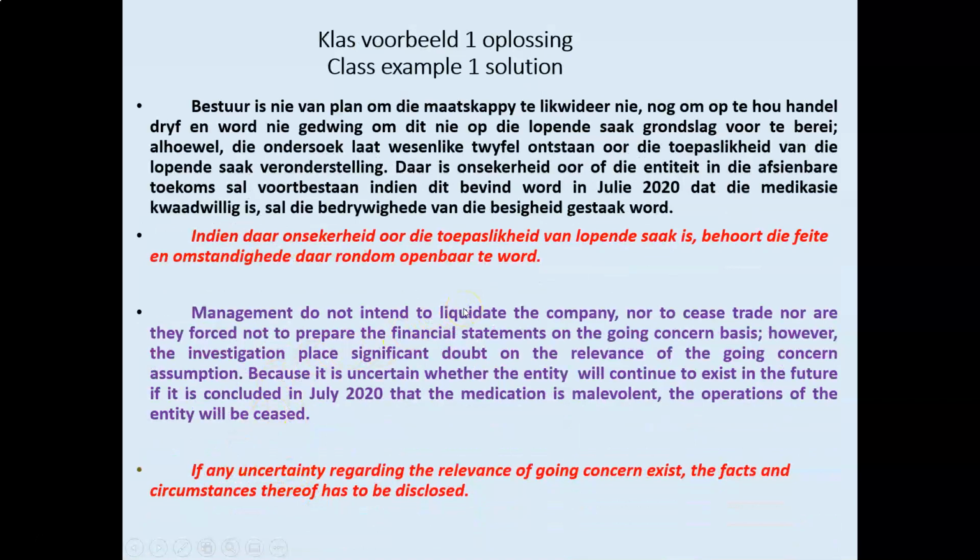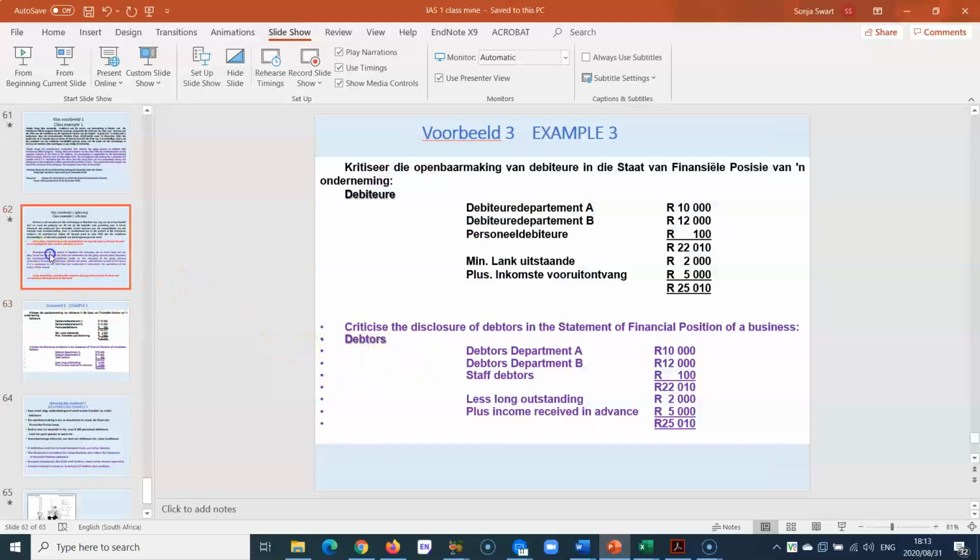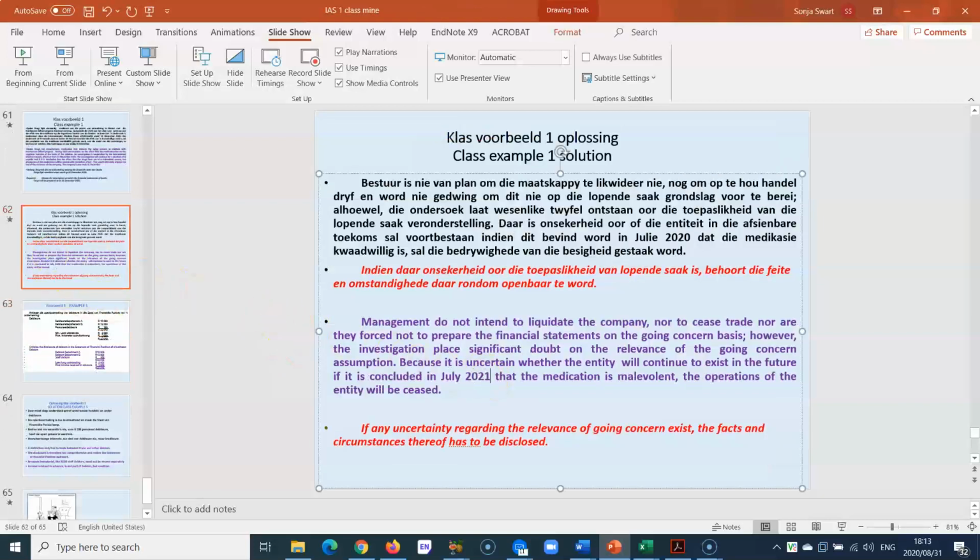Management do not intend to liquidate the company, so it will not be their decision if the company is going to be liquidated. They also do not choose to cease trading, nor are they forced not to prepare the financial statements on the going concern basis. However, the investigation places significant doubt on the relevance of the going concern assumption because it's uncertain whether the entity will continue to exist in the future. If it is concluded in July 2020, that is actually 2021. Oh my goodness, that must be 2021. That the medication is malevolent, the operations of the entity will cease.